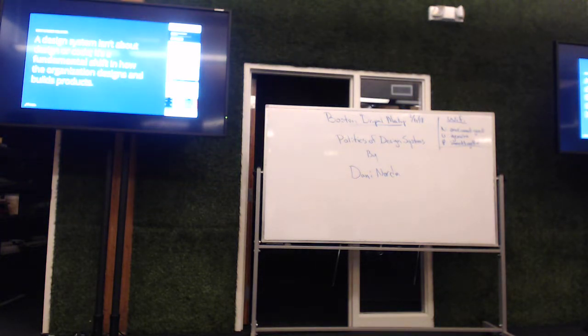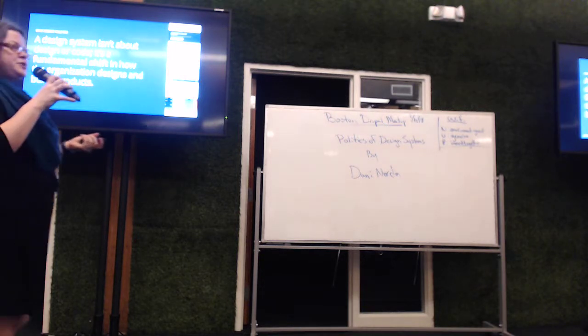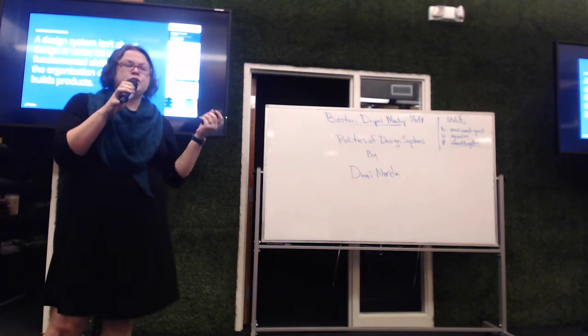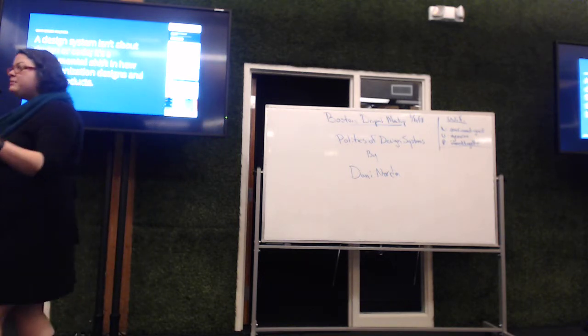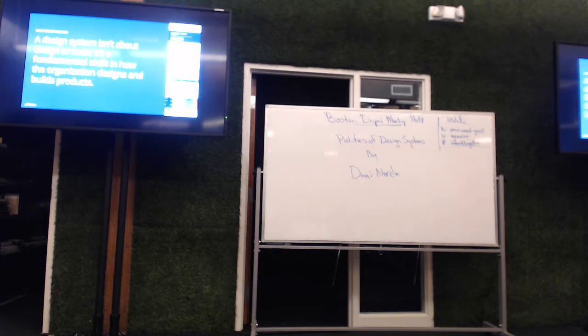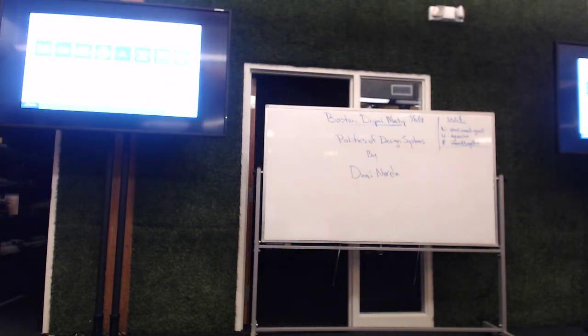It's not about code. It's not even design. A design system is about organizational change. When you introduce a design system into a team that is already building products, you are fundamentally changing how they design and build things. And that is scary. There is an emotional journey that I have seen my organization go down, and I've also seen many other organizations who start building large-scale design systems go down.